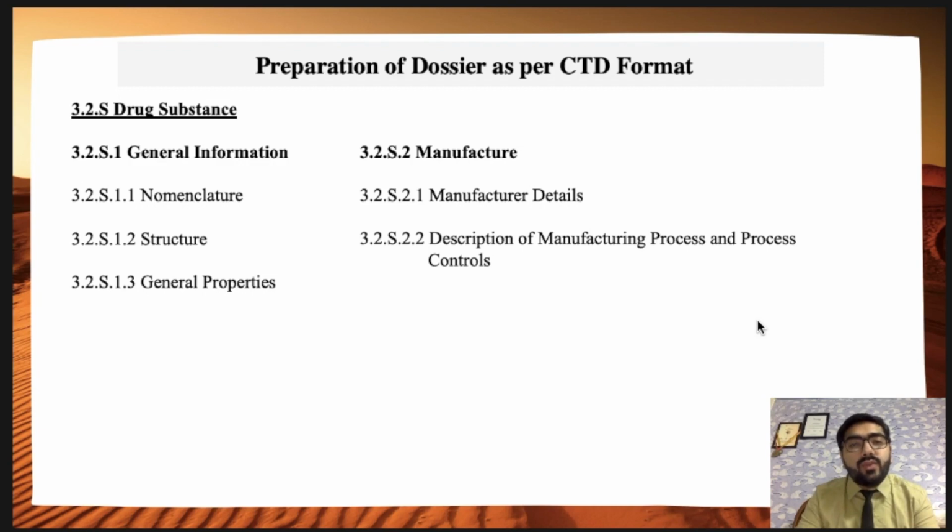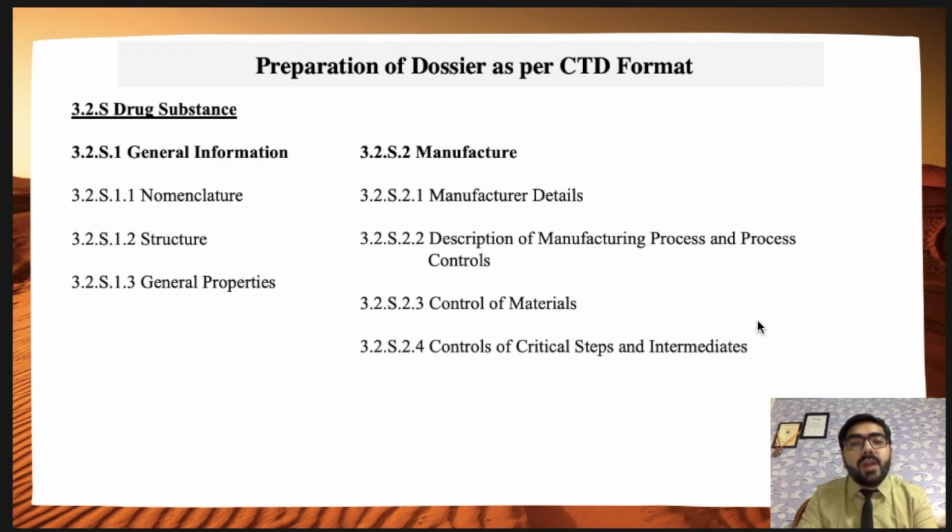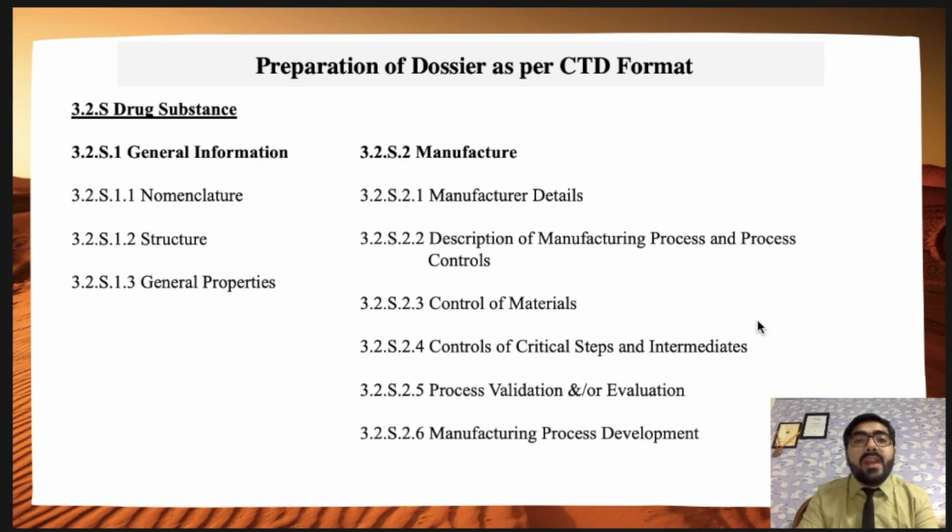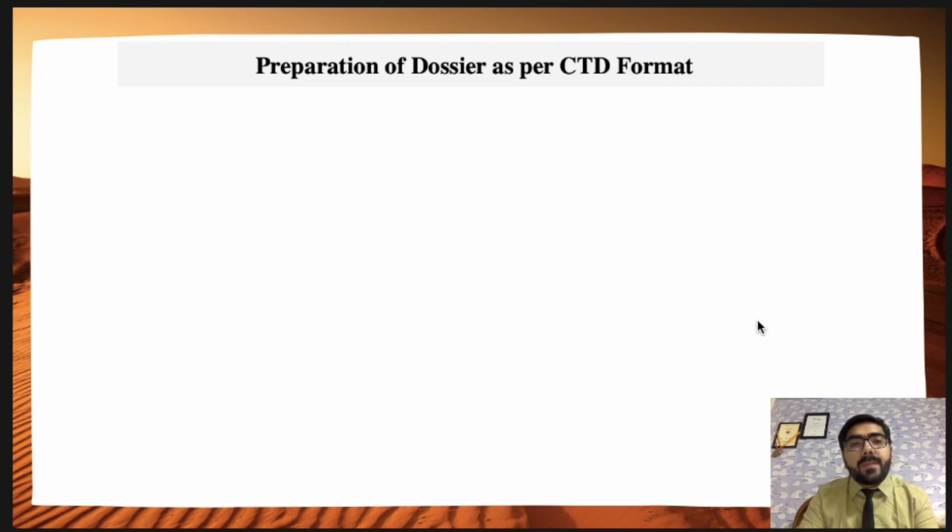Then 3.2.S.2.2, description of the manufacturing process and process controls. There are different manufacturing processes by which we are preparing our product, so we have to mention all the processes and the process controls, and then control of materials under the manufacturing part, then control of critical steps and intermediates. So we have to give all the information, right? Then process validation or evaluation and manufacturing process development, right?